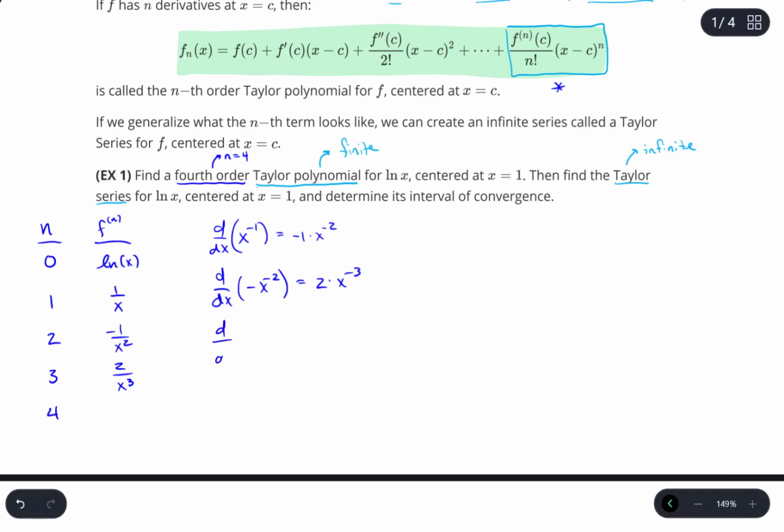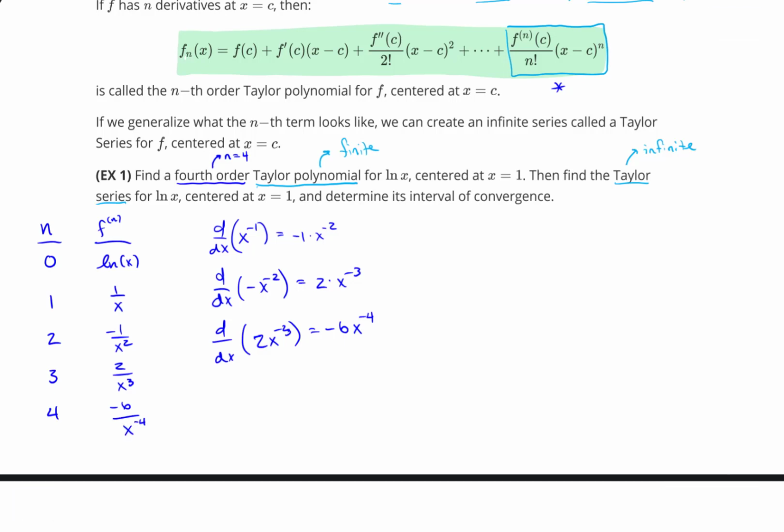So this next derivative, we take 2x to the negative third. Bring the negative 3 down, so negative 3 times 2 would be negative 6x to the negative fourth. So negative 6 over x to the fourth. Okay, and that's just getting some individual derivatives here.